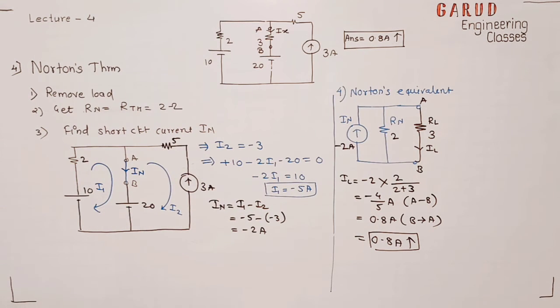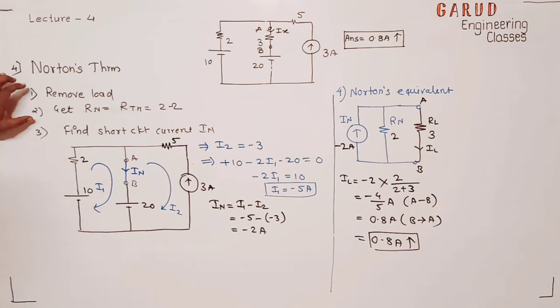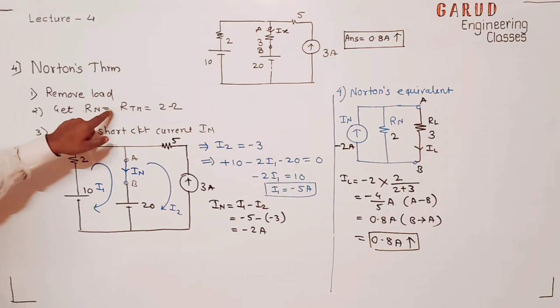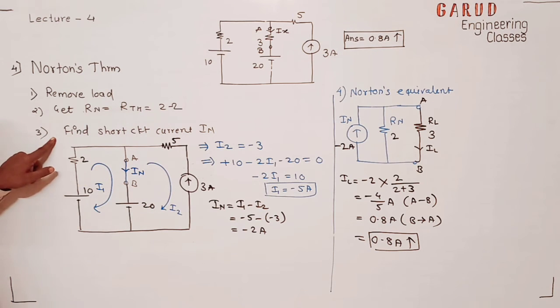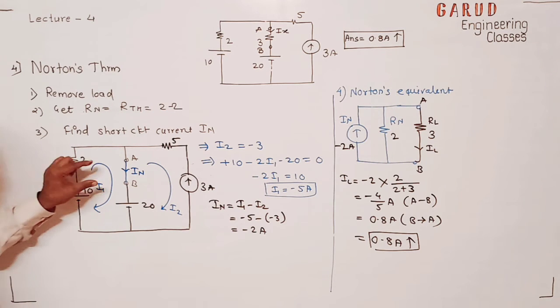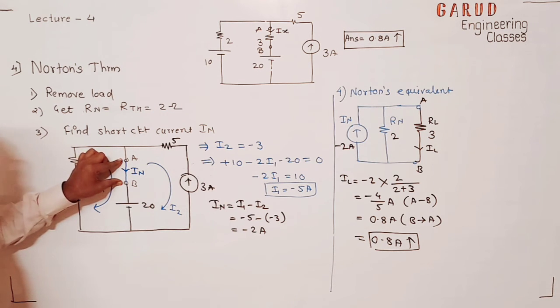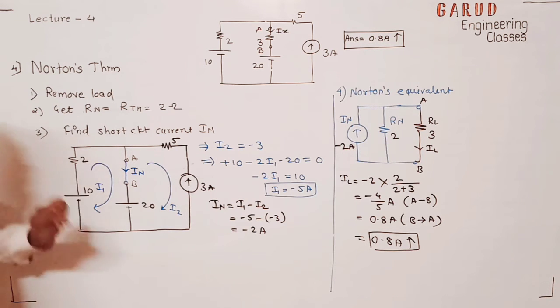Okay? Now I want to revise this. Norton and Thevenin's theorems are almost the same. The first 50%, until getting RN or RTH, the method is the same. In Thevenin's, we find the open circuit voltage. In Norton, we find the short circuit current. In Thevenin's, we open the load terminal. Here we short the load terminal.